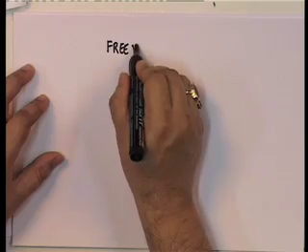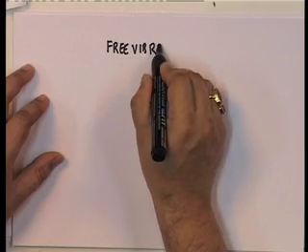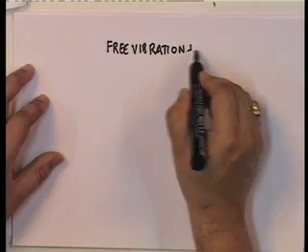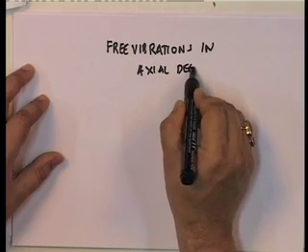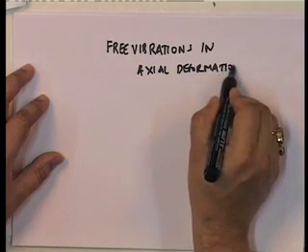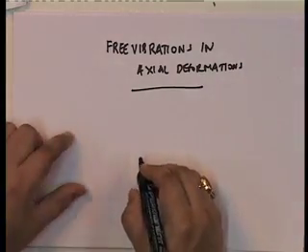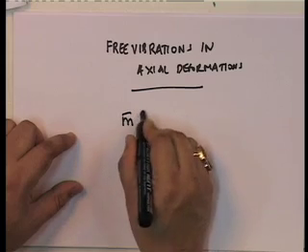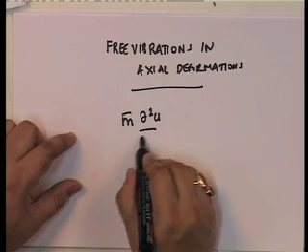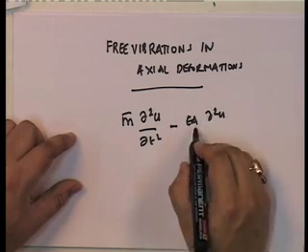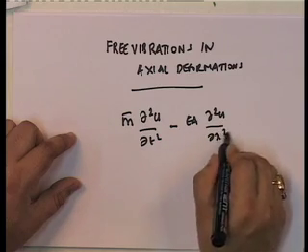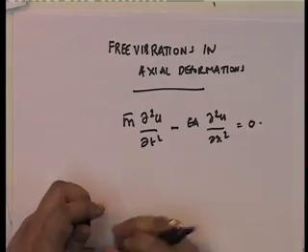To begin with, I'm going to start off with free vibration in axial deformation. Okay, so let's see what the free vibration is. When you have free vibration, this is the equation that you have. And I am considering that EA is a constant. Let's look at this particular format.